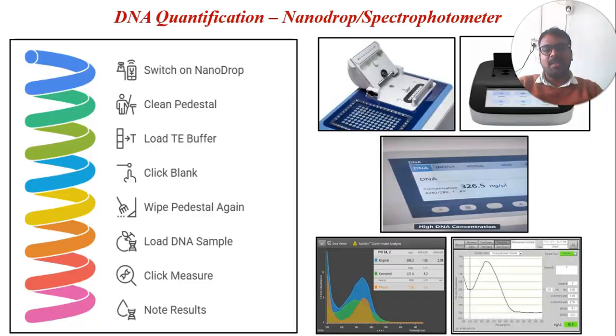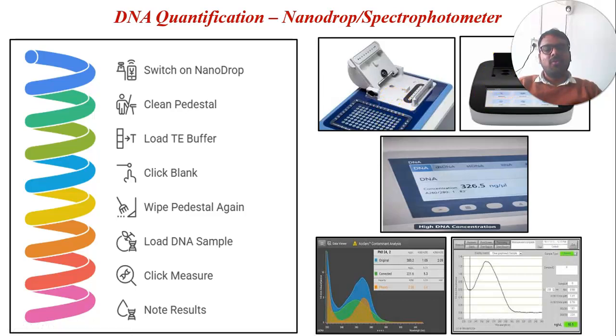Similarly, the second method is based on the use of an instrument called a nanodrop or a spectrophotometer. Here we are going to take the DNA sample which is already extracted, and load it in this spectrophotometer. You can see there are different types of spectrophotometers or nanodrops available to quantify the DNA. This is the pedestal, we can say.